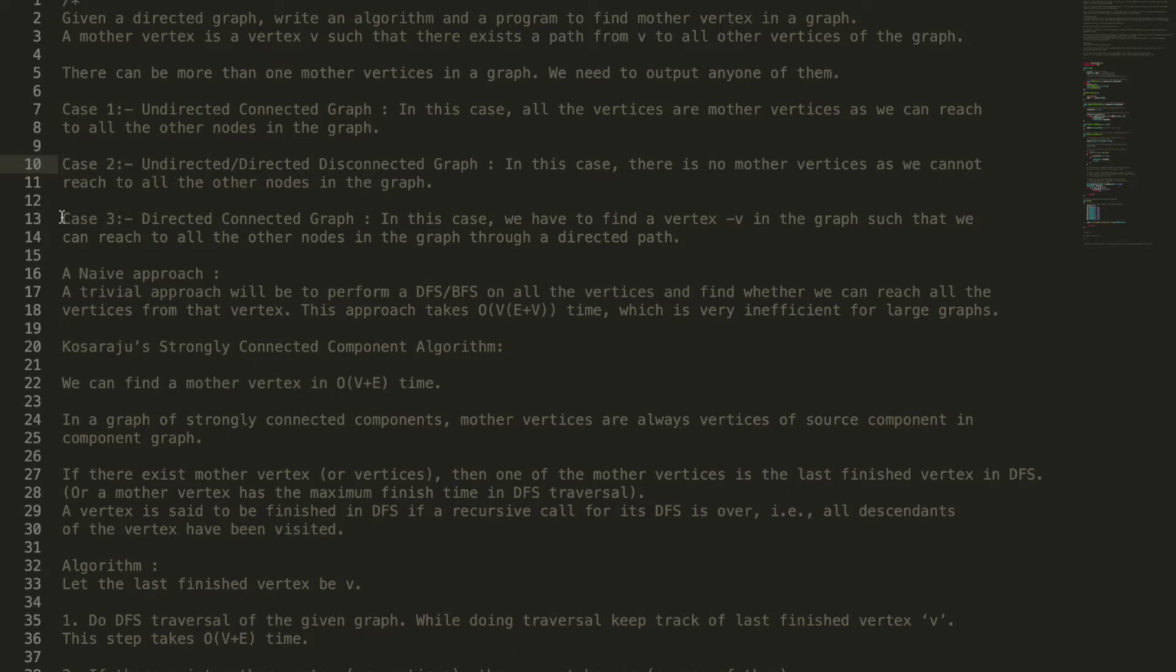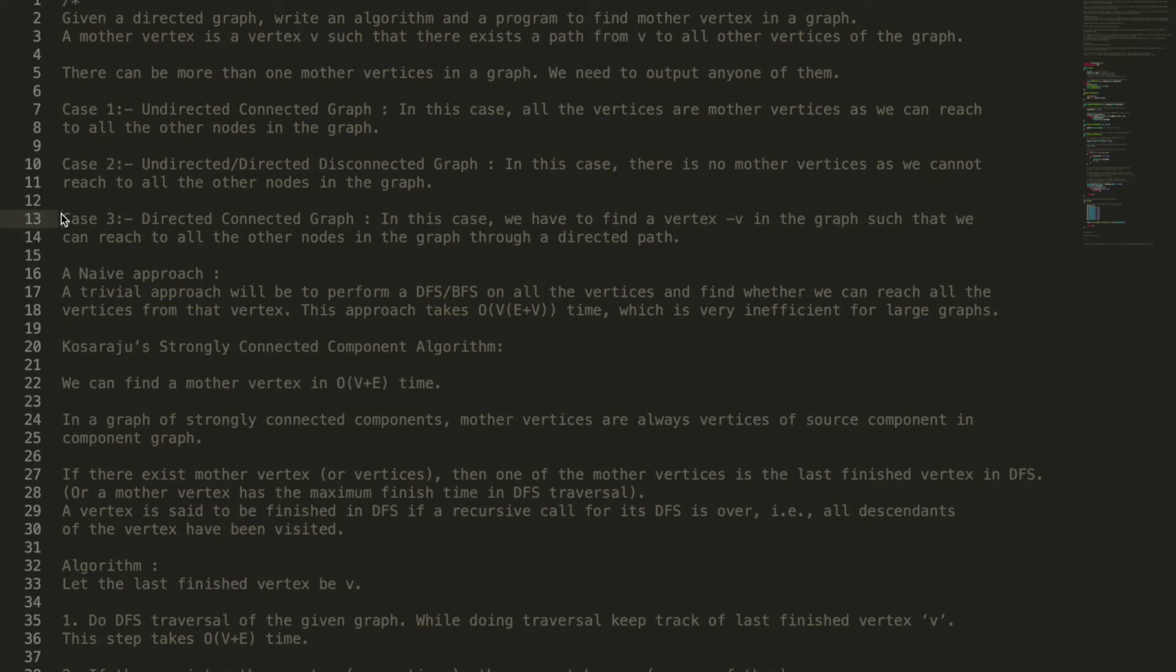Okay. The third case, which is of our prime concern, is when the graph is directed and connected. So the graph is directed and connected both. In this case, you have to find a vertex such that you can reach all other nodes in the graph through a directed path.